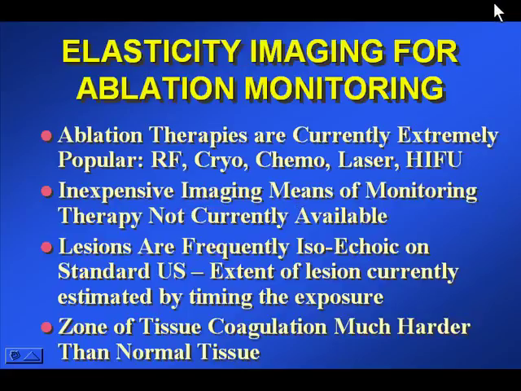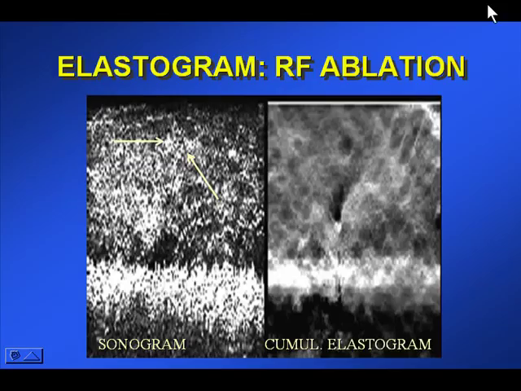Ultrasound can see the lesion during the process of ablation, but cannot identify the lesion after the ablation has been completed. MR can identify it, but is very expensive. So an inexpensive means would be very helpful. The zone of coagulation, being much harder than normal tissue, is readily imaged, as shown in this slide, where a chunk of meat has been ablated locally, and you can see the area of ablation as a slight area of increased echogenicity, but it shows up quite clearly on the elastogram as an area of increased hardness.